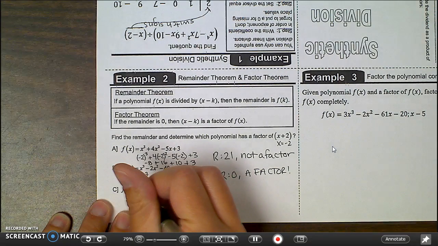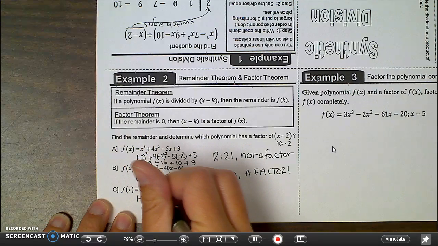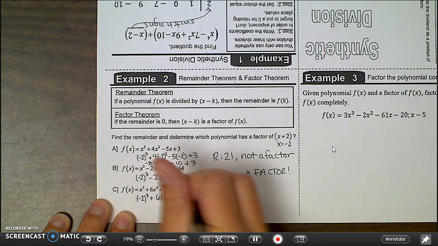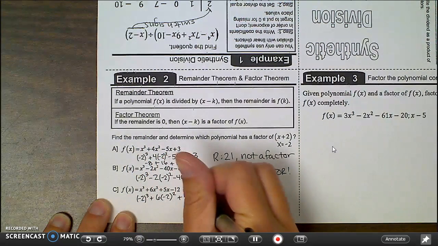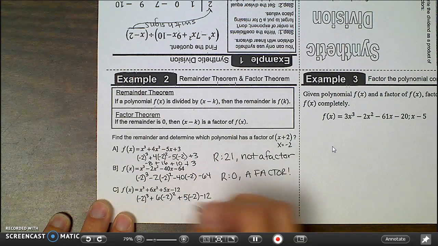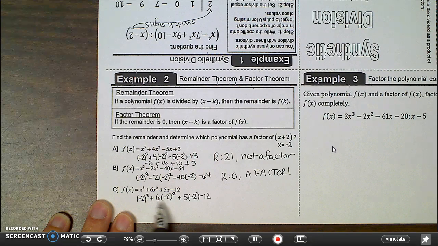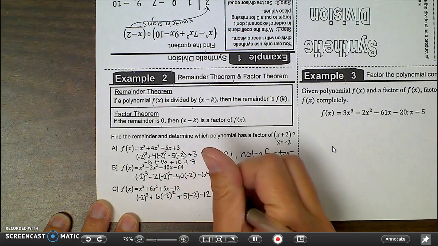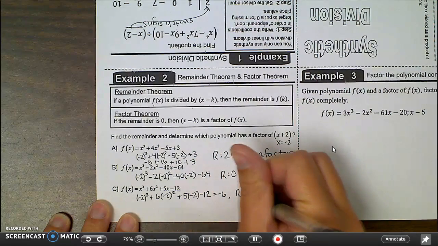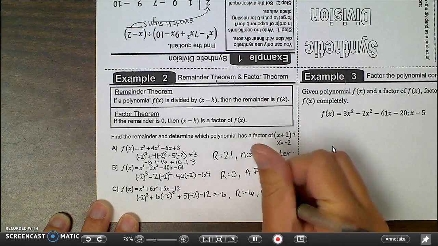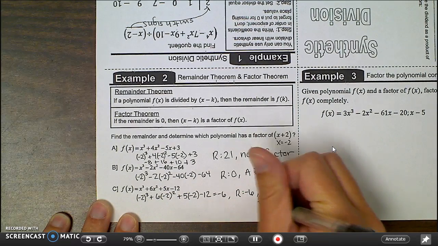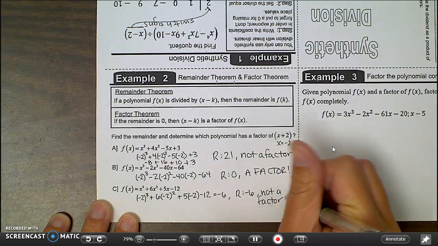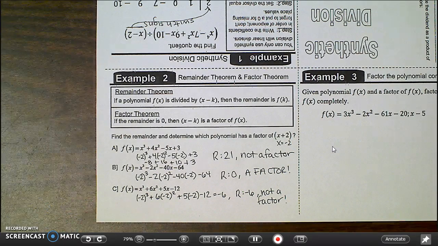Lastly, if I plug in negative 2 to the third plus 6 times negative 2 squared plus 5 times negative 2 minus 12, when I evaluate this, when I do to the third and add all these numbers together, I end up with negative 6, which means I have a remainder of negative 6, which means it is not a factor. So that's kind of a cool thing. Like, you don't have to do that, but it's kind of a cool thing.